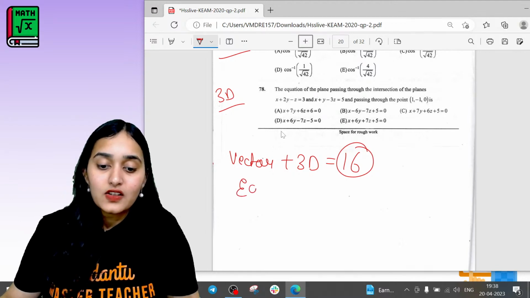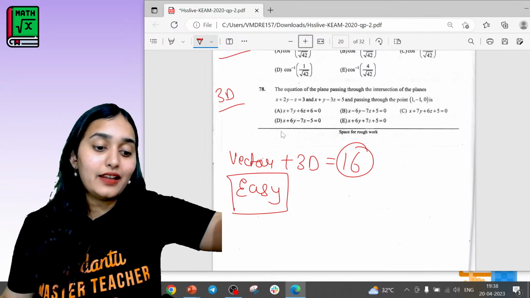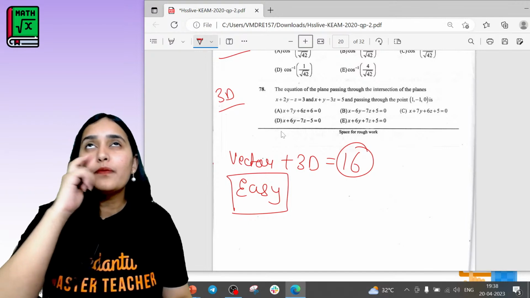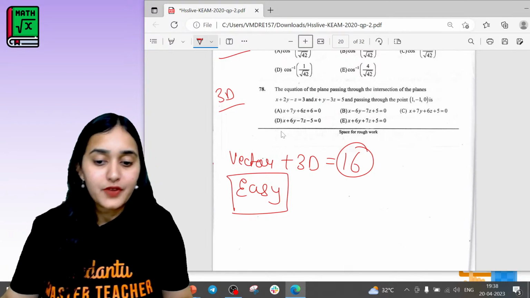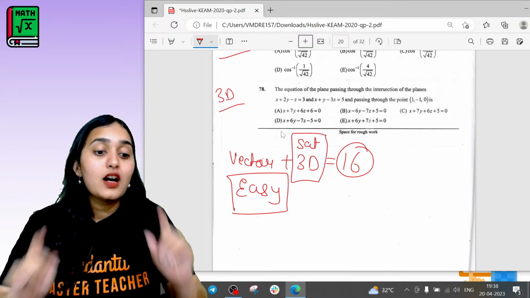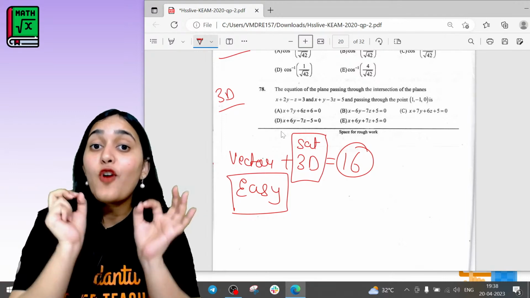Now this is a super easy chapter. If you are not learning vectors and 3D, you are making a big mistake. Big mistake. So most probably on Saturday, I will bring 3D one shot. Watch that lecture. Super easy chapter, completely formula based.